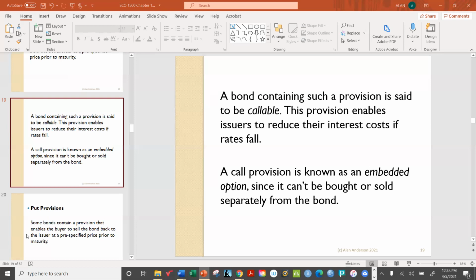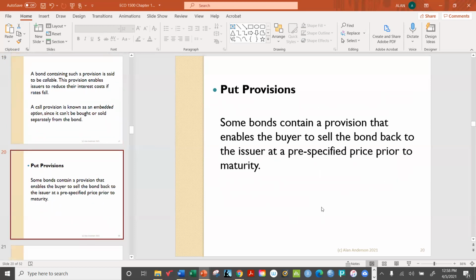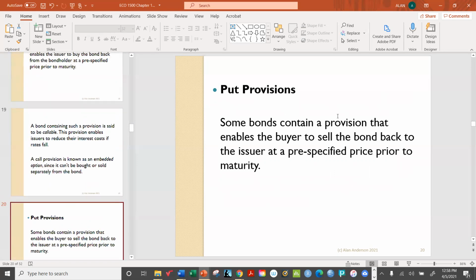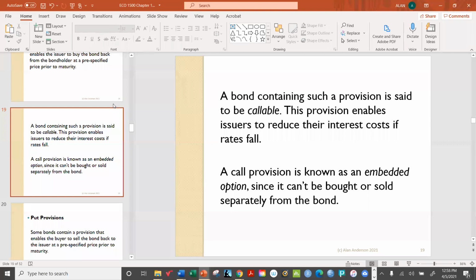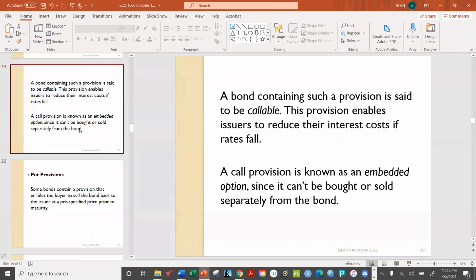But they also may have another provision built into them called a put provision, where the shoe is on the other foot. You have the right to sell it back to the issuer by the maturity date. That would happen when rates go up, because you want to replace the existing bond with one with a higher interest rate. So some bonds have put provisions, some have call provisions. Believe it or not, some have both.